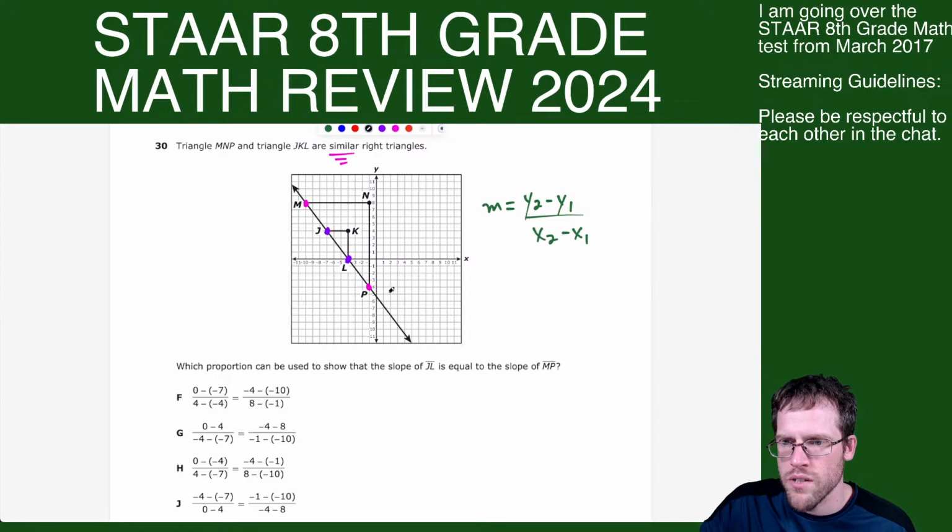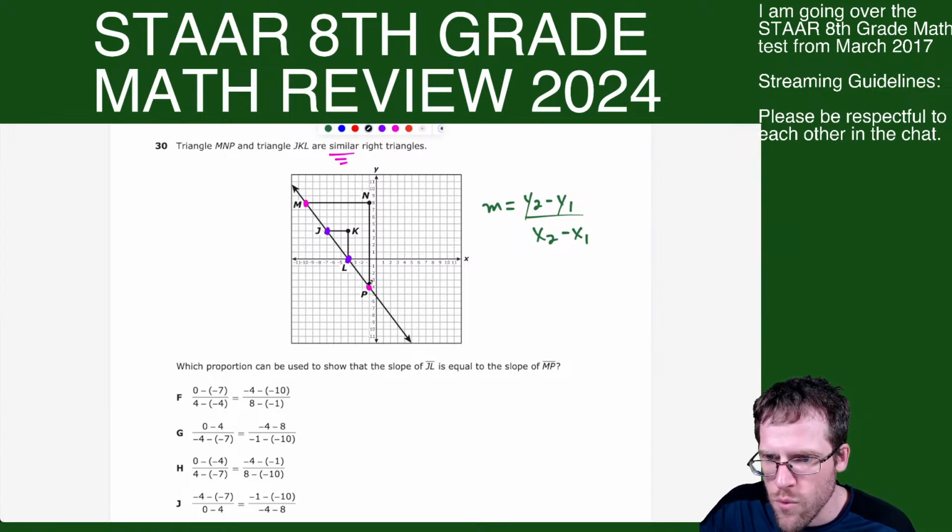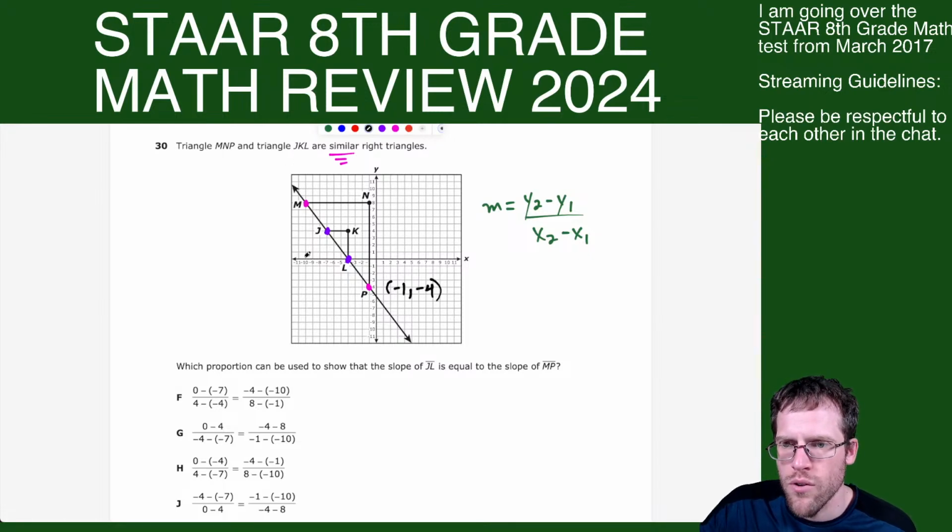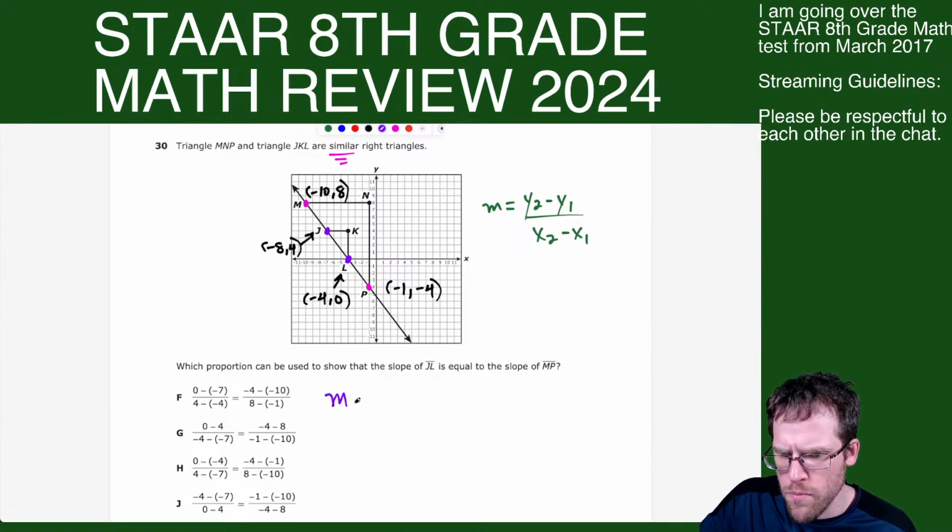So if I actually write out the coordinates here, P is located at -1, -4. Okay, M is located at -10, 8. And then we have J, this one is located at -8, 4. And then L is located at -4, 0. So first I'll find the slope. I'll say the slope of line segment JL. And if you don't know this notation yet, you are going to use this at some point when you take geometry. So this means the slope of line segment JL.